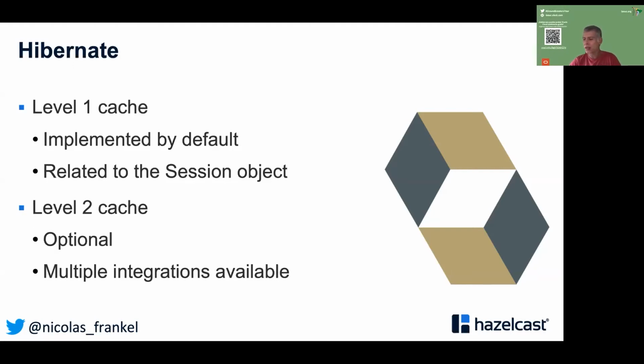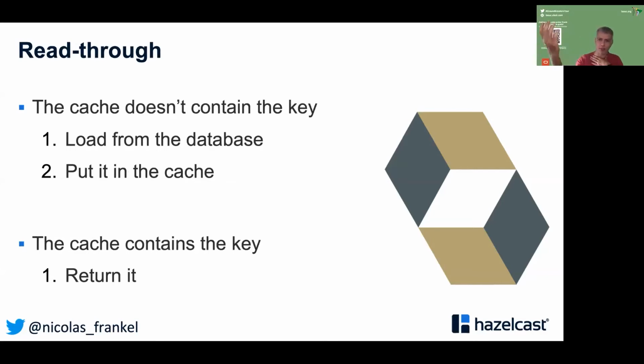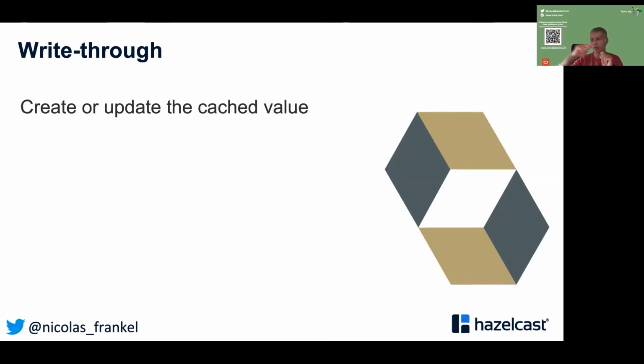But this one is not enabled by default. You must enable it yourself, and more importantly, you must configure it yourself because it relies on a third-party implementation. And the cache is read through. So basically, if the cache doesn't contain the key, it will load it from the database and put it in the cache. And if the cache contains the key, it will return the value. Write through is when you write to the database and create or update the value.